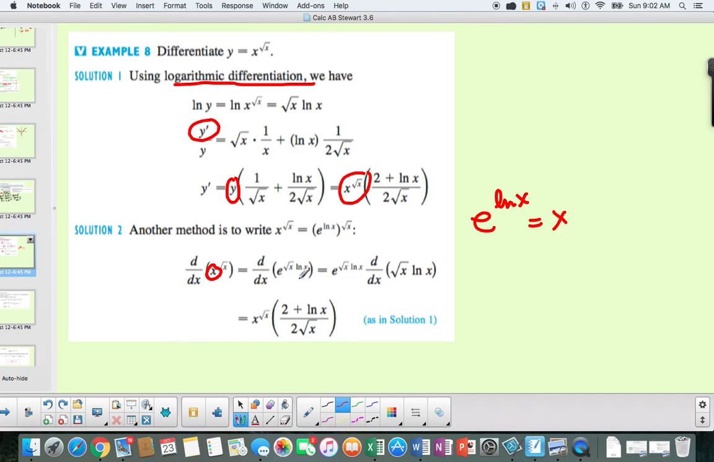The derivative of an exponential e is itself, so you can see it's itself, and then you're going to use the chain rule and multiply by the derivative of the inner function, which is going to require the product rule. So here's the product rule being used, and remember this expression is just x to the root x. So this is a way to get to the same answer.